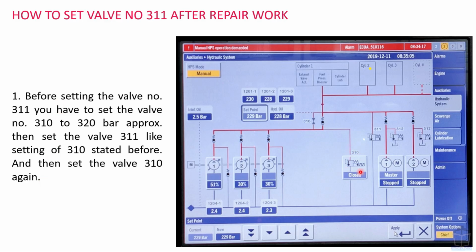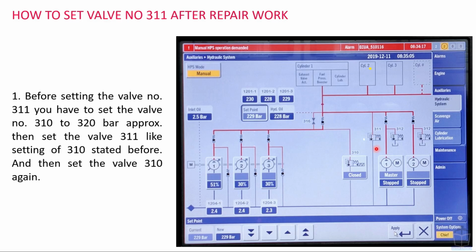Because valve number 310 is set at 310 bar and 311 is set at 315 bar. So in order to test valve number 311, you have to raise the set value of 310 to more than 315 bar, that means approximately 320 bar, and only then can we set the valve number 311.